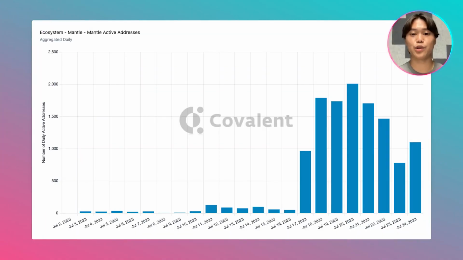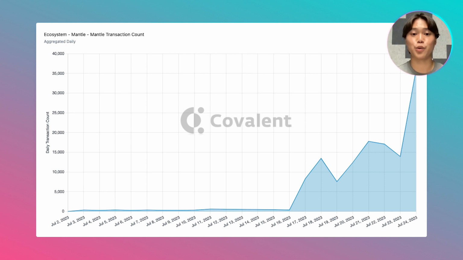So the testnet kind of set a good stage for the mainnet. And, as we can see in the two charts here, Mantle mainnet has already gained 2,000 daily active addresses, and they've had more than 35,000 daily transactions in just a week's time.